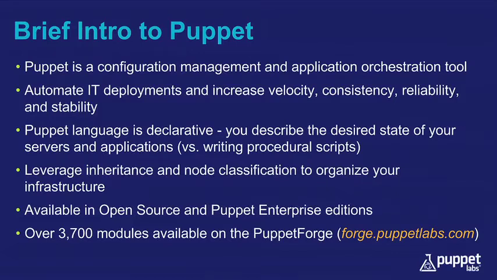And we have a pretty healthy ecosystem of code that you can reuse. These are Puppet modules that you can find on the Puppet Forge, which is at forge.puppetlabs.com. And these are modules that you can use for managing things like your NTP service, or, like I said, standing up a Postgres database or things like that. We've got over 3,700 of them to date.